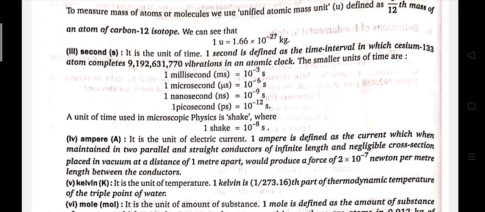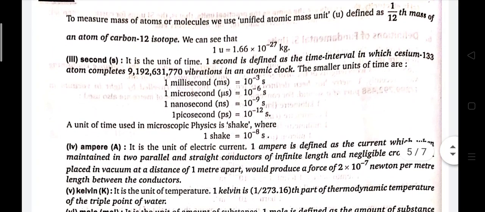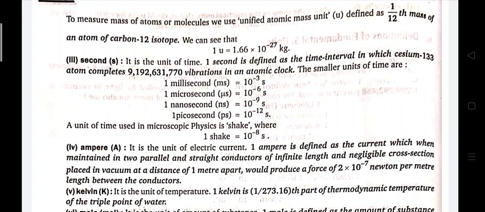To measure the mass of an atom, we have the unified atomic mass unit, that is defined as 1/12 of the mass of the carbon-12 isotope. So 1 unified atomic mass unit equals 1.66 into 10 raised to power minus 27 kilograms.